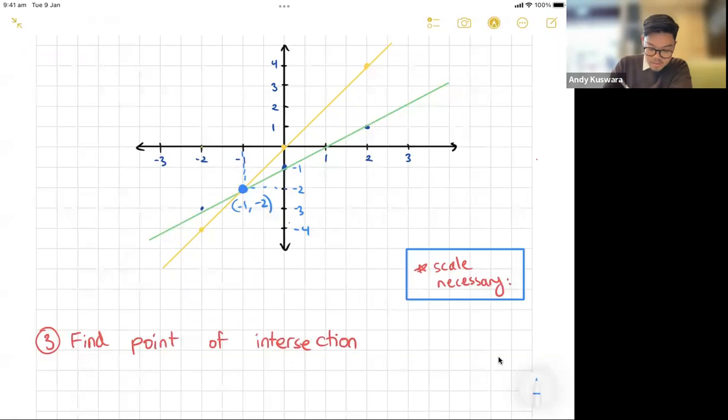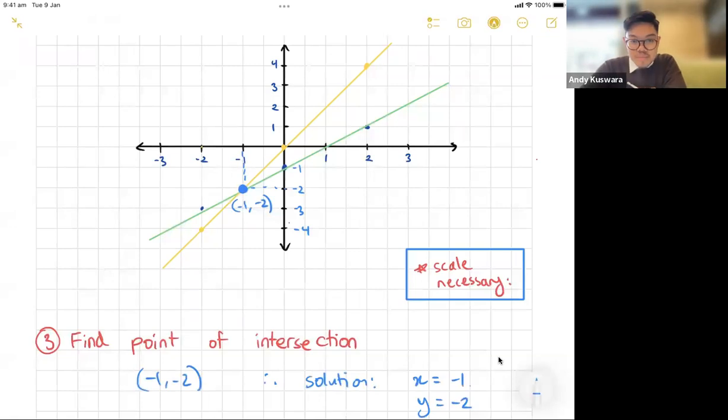All you're doing here is you can see that it's minus 1, minus 2. So the solution means that x equals your first term, which is minus 1. y is your second term, which is minus 2.